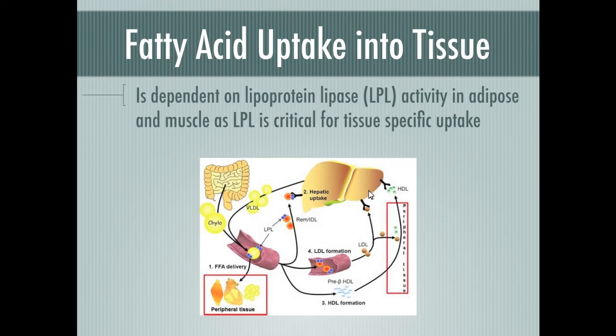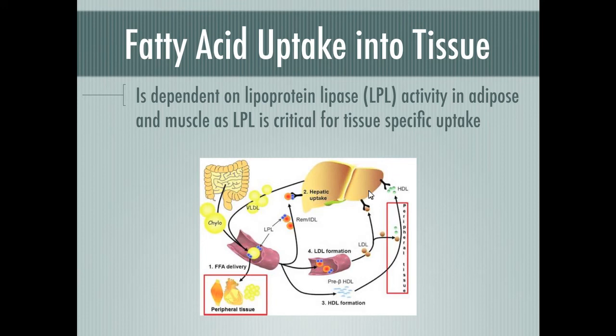Now, fatty acid uptake into tissue is dependent on lipoprotein lipase activity in adipose and muscle. So there's a concept known as nutrient partitioning, which we've talked about before in the sport nutrition course. But what determines whether fats that are in your blood go to muscle or adipose is going to be largely dependent on this enzyme called lipoprotein lipase.